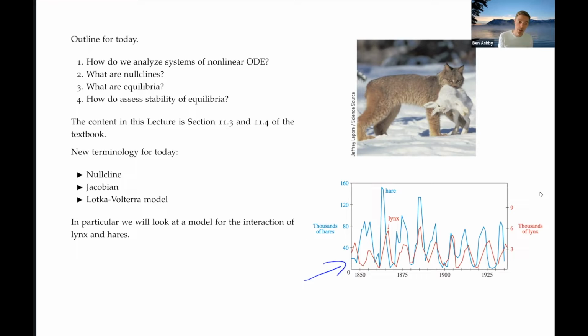So we'll be talking again about nullclines, about equilibria, and in particular something new called the Jacobian, and a particular type of predator-prey model called the Lotka-Volterra model.